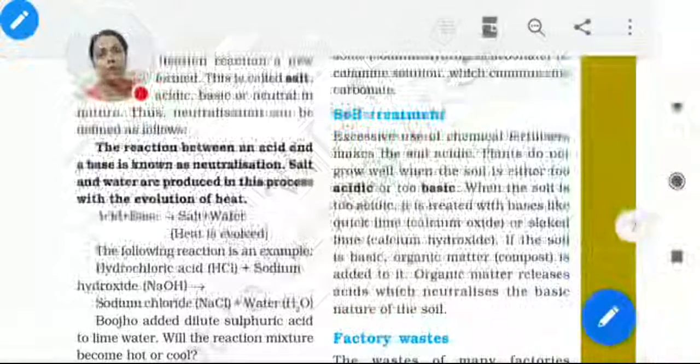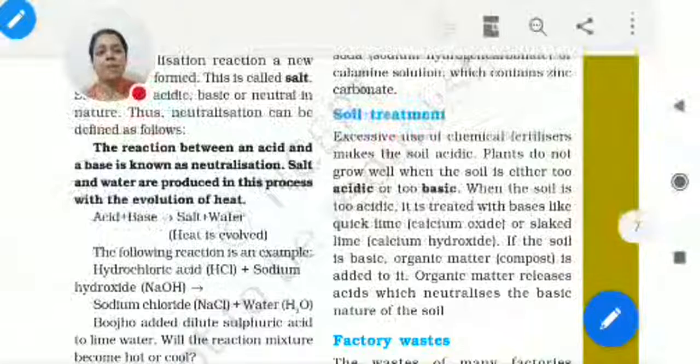Is soil treatment related to that neutralization? Yes, undoubtedly. Because of this, we should not use chemical fertilizer. What does it do? It makes the soil barren. We should not let this limit be crossed because it really creates a problem. So here what comes is, why does it happen?